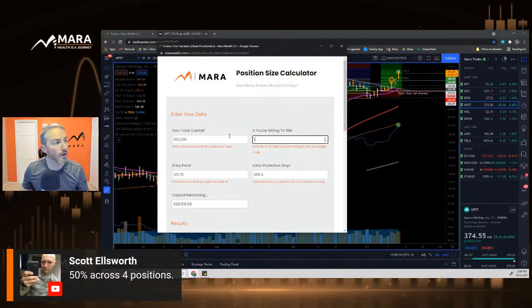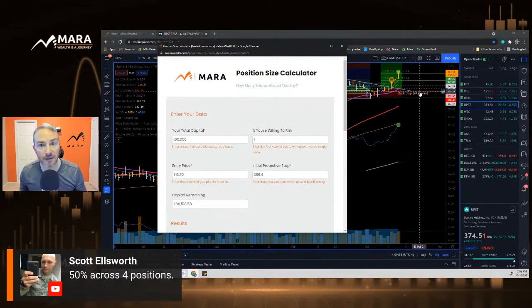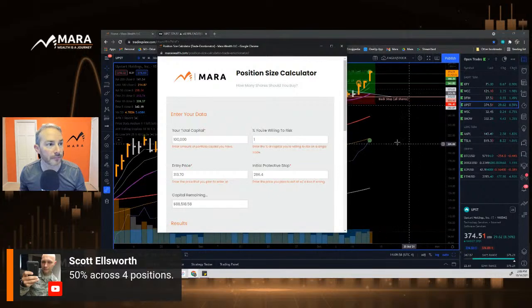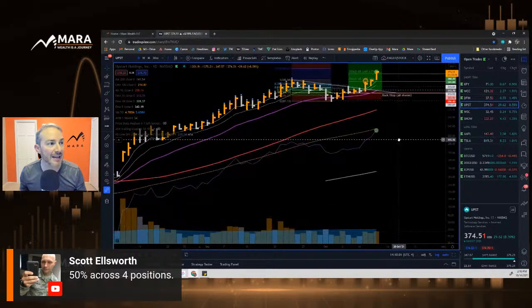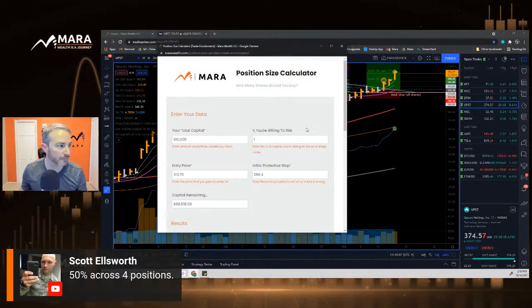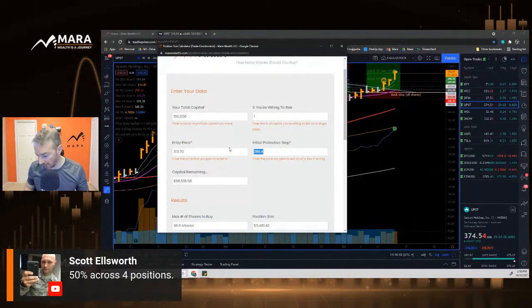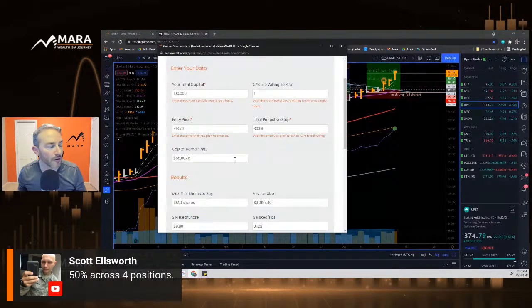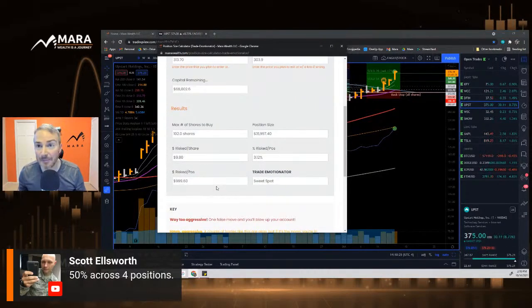But let's say you want to risk that same 1%, but have a different stop loss. Maybe you wanted to set your stop loss tighter, right? Like I eventually raised my stop loss on Upstart, if you could see it over here, to 303.90. So let's bring the calculator back up and adjust this to 303.90. Now all of a sudden, instead of buying 30-something shares before, you're buying 102 shares. But you're still risking the same amount.